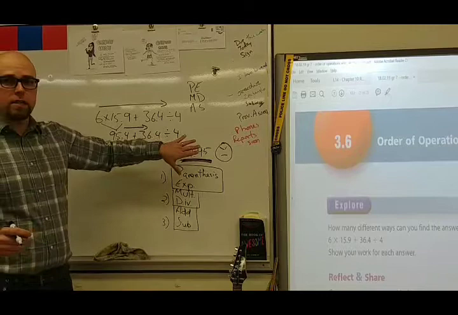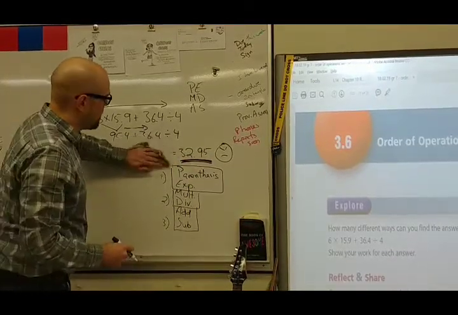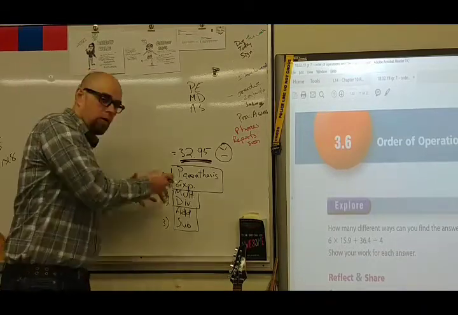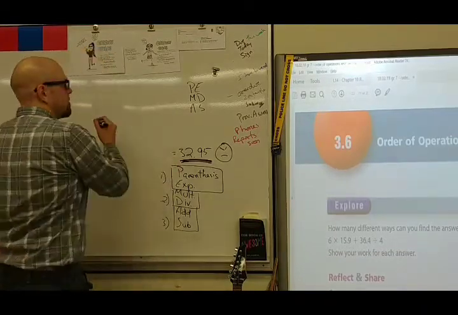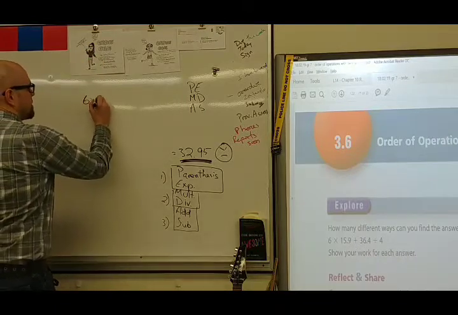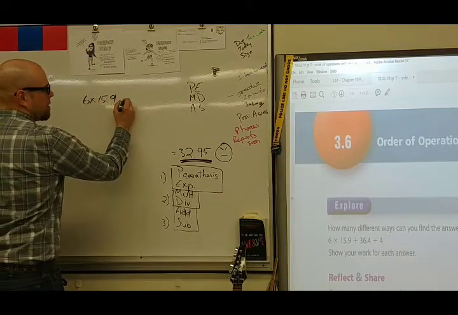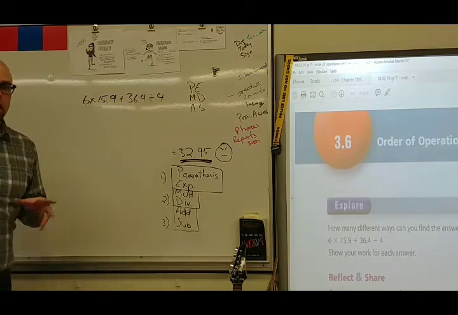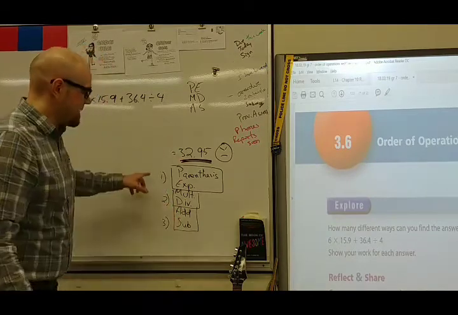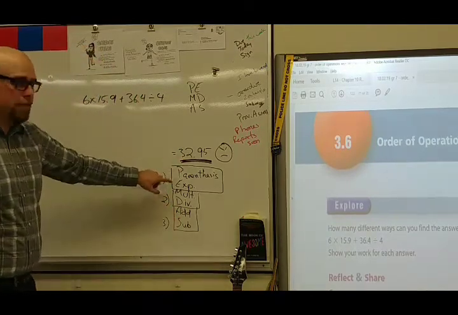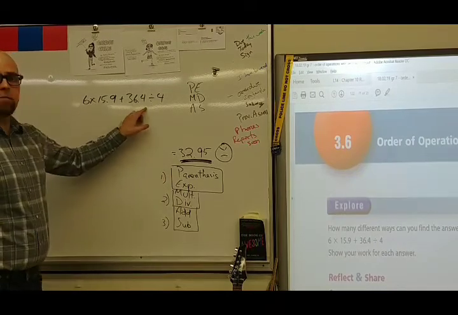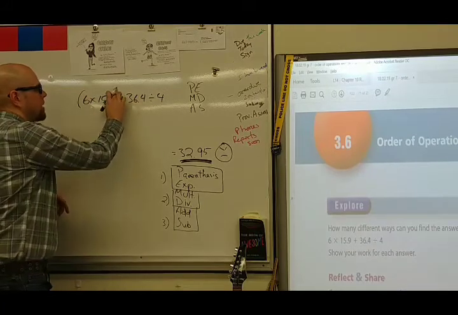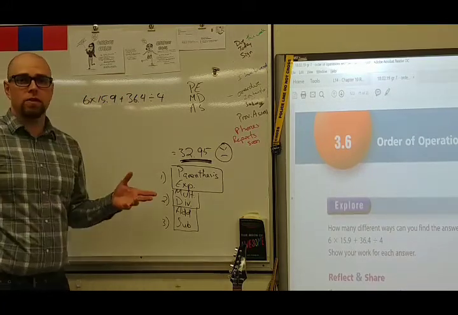Now we're going to leave Johnny's number up here. We're going to remember that Johnny got 32.95. But we're going to redo this, but now we're going to take a look at the order of operations steps. So let's take a look. It said it was 6 times 15.9 plus 36.4 divided by 4. Now that we know the order of operations, let's take a look. Step 1, PE, parentheses, exponents. I don't see any parentheses. Parentheses are when it's like this, but we don't have any of those in this question. So we're going to go on. Do we have any exponents? No.